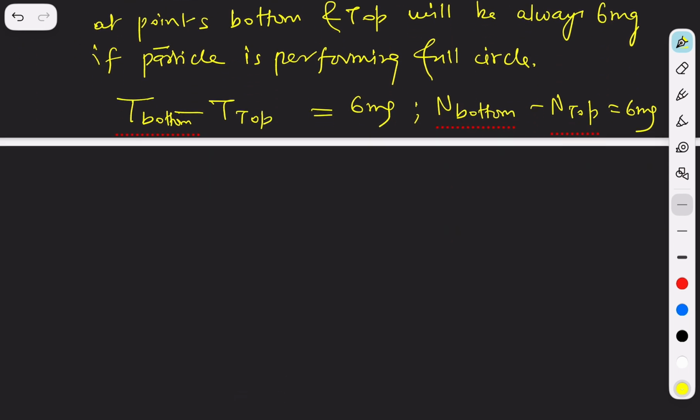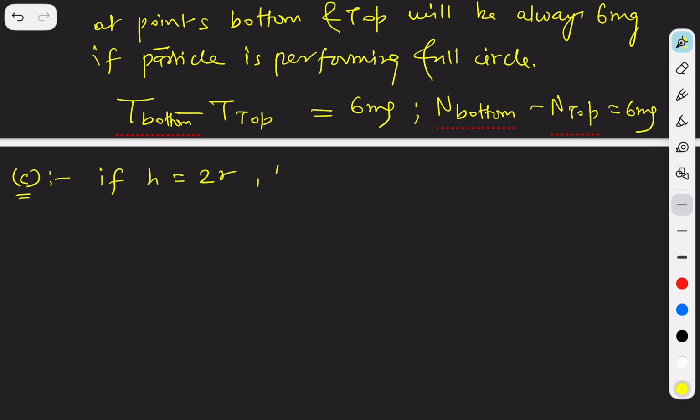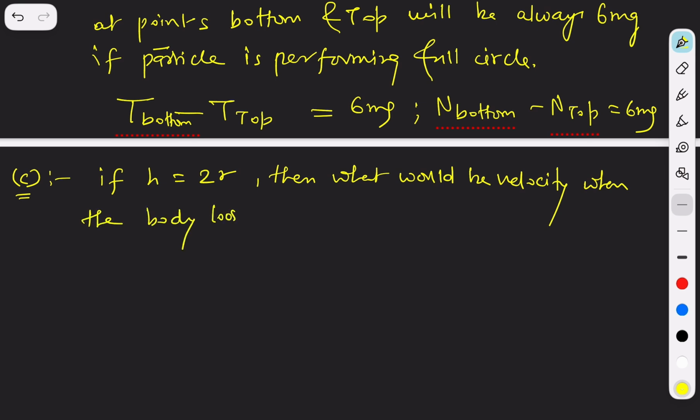Okay, that is what, guys? If h is equal to 2r, then what would be the velocity when the body loses the contact with the track? Okay, guys, so let's see this also.